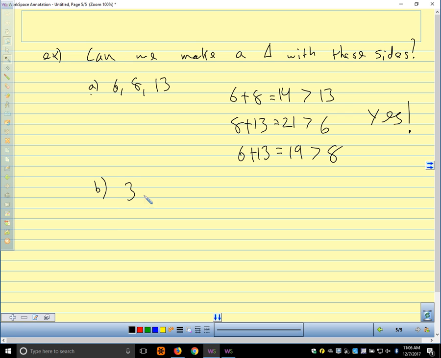How about 3, 9, and 12? Well, let's check. 3 plus 9 equals 12. Is 12 greater than 12? No. Not greater than 12. So we can't make a triangle. Because if we put that 3 unit segment next to the 9 unit segment, it would be exactly as long as a 12 unit segment. So we could just set it on top. There's not enough space to make an angle.